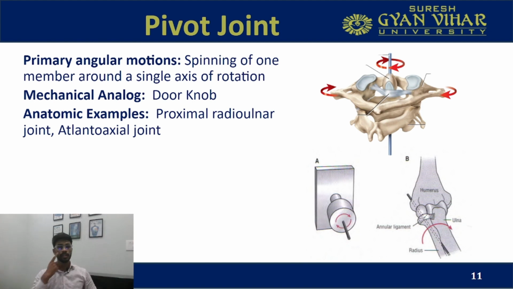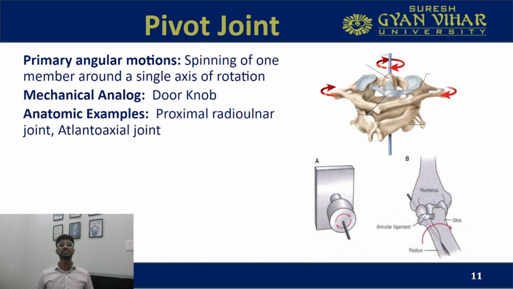In the same way, one member is spinning around a single axis of rotation of the other member, like a door knob. So the mechanical resemblance is the door knob. You have to rotate the door knob to open the door. In the same function, there is a rotation of a bone occurring around a single axis of the other bone.